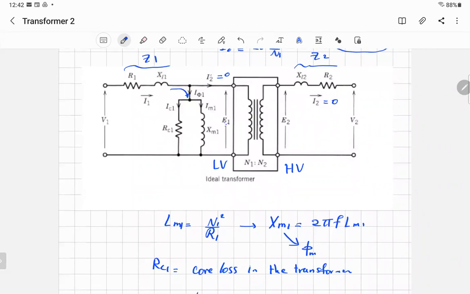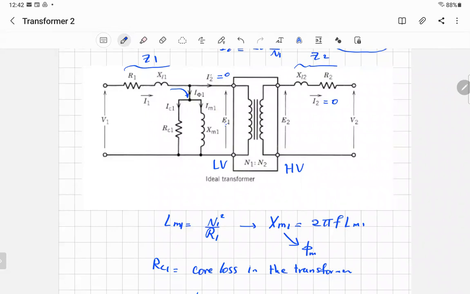Let's say I have a transformer rated 100 to 1000, meaning 100 volts to 1000 volts. So the 100 side is the low voltage side, and the 1000 side is called the high voltage side. I'm not going to use primary or secondary because maybe you have a step up or step down transformer. So I'm going to say low voltage side and high voltage side.